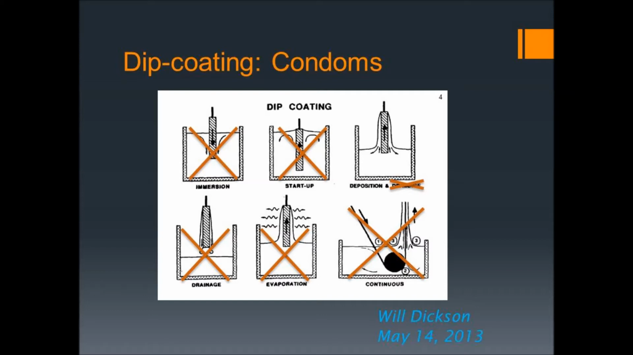I'll be talking about the processing for latex condoms. How do they get such uniform, thin thickness and such an exact shape?